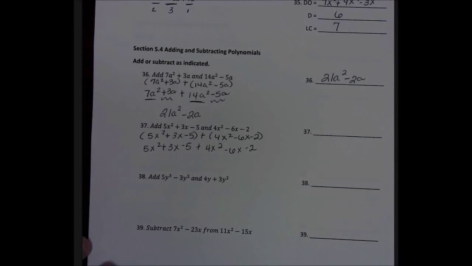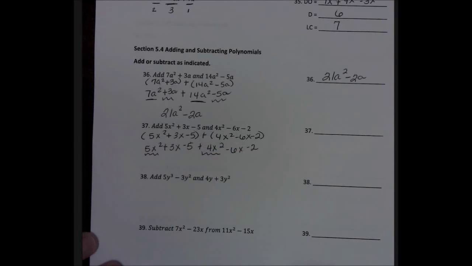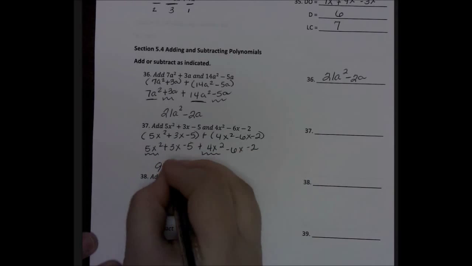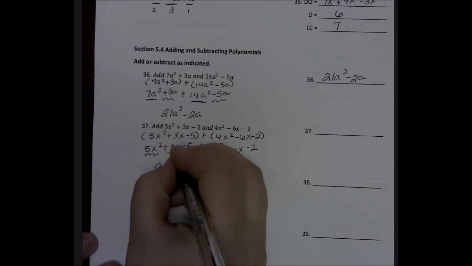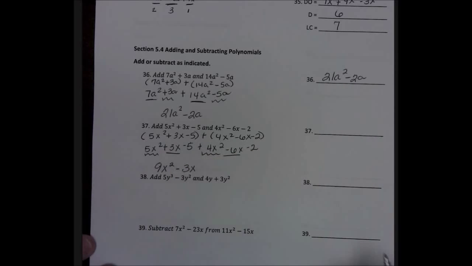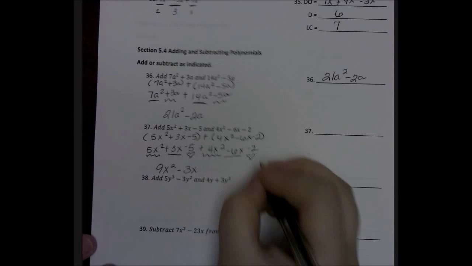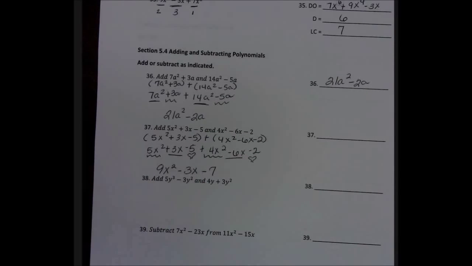I can combine my like terms. 5x squared plus 4x squared is 9x squared. 3x minus 6x is negative 3x. And then negative 5 minus 2 is negative 7.